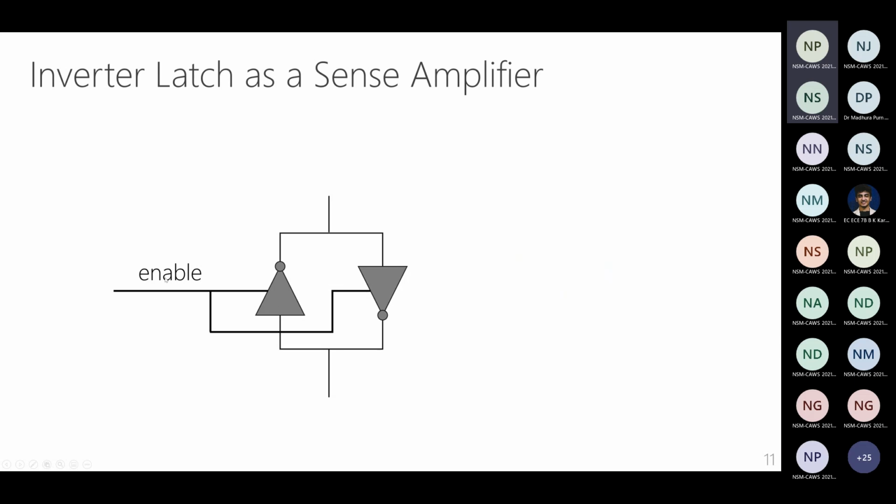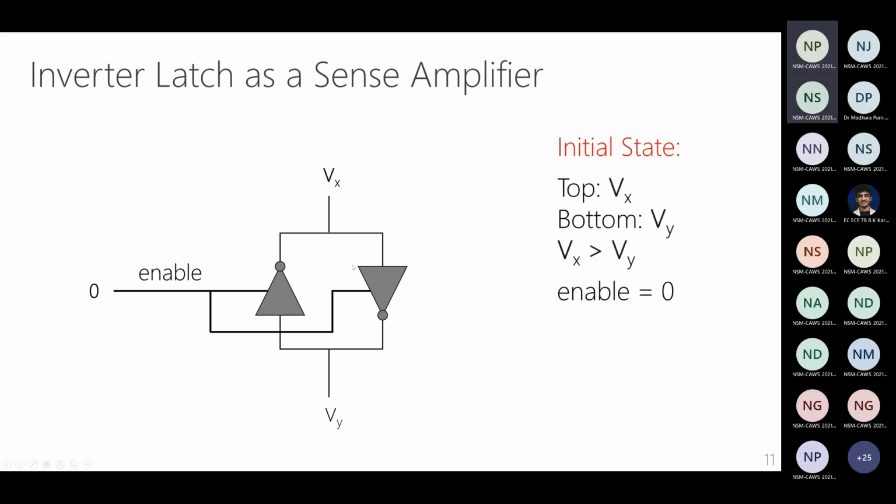So what this means is, if the enable signal is true, then the inverters are going to be active, and if the enable signal is false, then the inverters are going to be inactive, right? And in the initial state, let's say the voltage level at the top was Vx, and the voltage level of the bottom was Vy, and the enable signal is 0. Without loss of generality, let's assume that Vx is greater than Vy. So the top is at a slightly higher voltage level than the bottom.